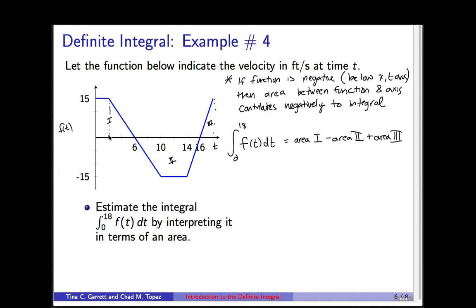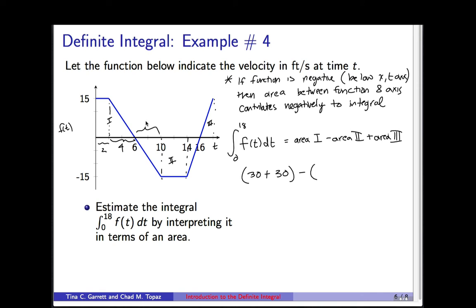So if I'm looking at region 1, we can think of this as a rectangle. It's 2 by 15. So for area 1 of region 1, we get 2 times 15, we get 30. We get also then the area of this triangle. Area of a triangle is 1/2 base times height. So 1/2 times 4 times 15 is again 30. That's region 1. For region 2, we can think of a rectangle and 2 triangles.